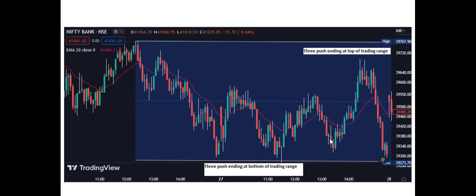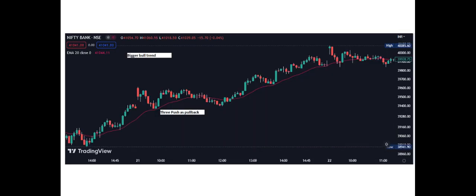Now let's look at another example of a bull move here within the same trading range. One, two, three. Or it can be one here, two, three. So it is also ending at the top of the trading range. So one reason why the three push ends is that it is ending at the top or bottom of the trading range, and then it is reversing because it has hit the extreme of the trading range. This is one possibility. Now let us look at another possibility.